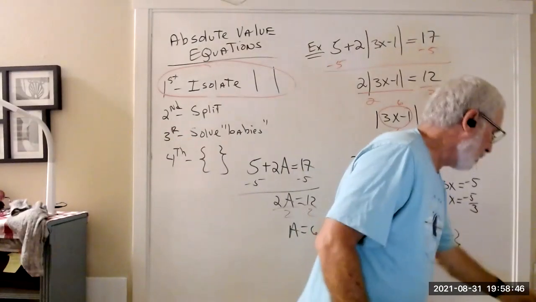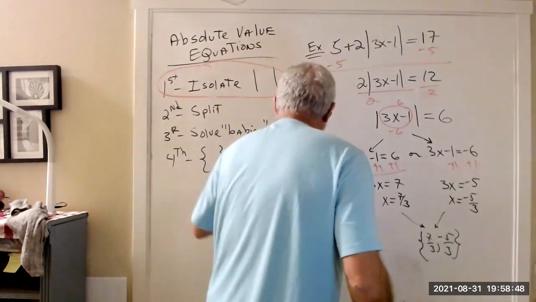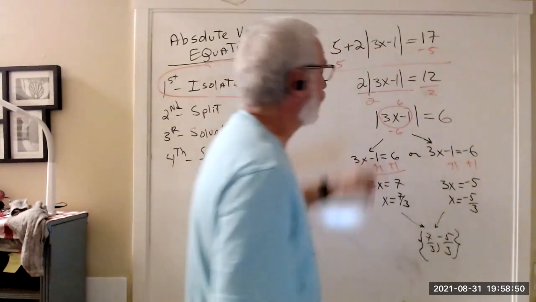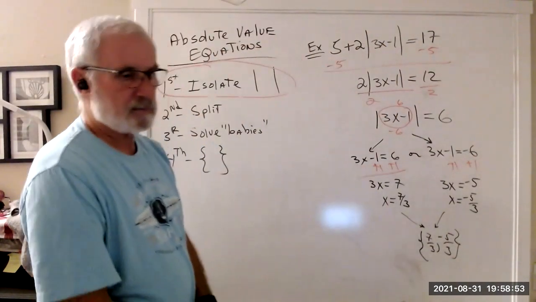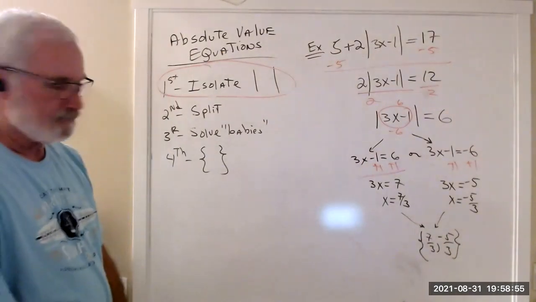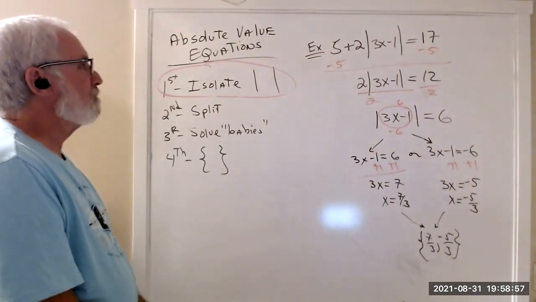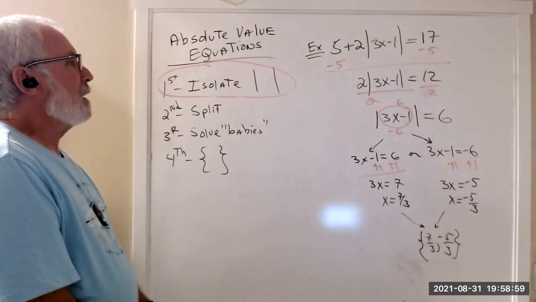Before we do another problem, any questions about that problem? Yeah, I have a quick question. Sure. How come you can't just add 5 plus 2 from the beginning? Why do you have to subtract from both sides?